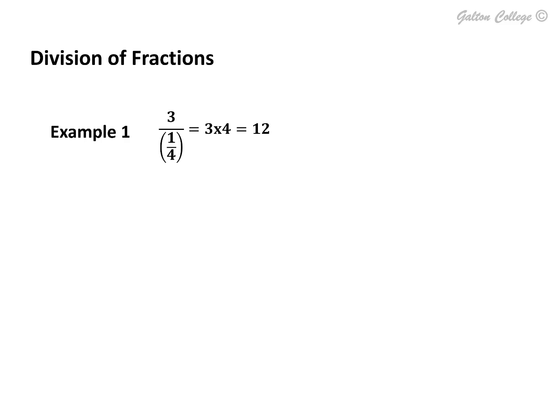3 divided by a quarter is 12. There are 12 quarters in 3. There's 4 quarters in 1, so there must be 12 quarters in 3. But if we apply our rule, we just simply say we invert the divisor. Here is the divisor. We invert it, so we turn it upside down, and we multiply by 3. When you turn it upside down, you simply get 4. Becomes the 4. That's the 3. Multiply it, and you get 12.